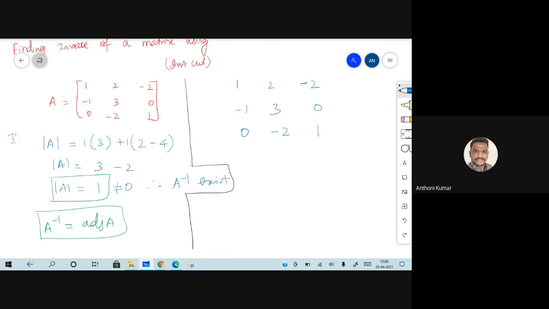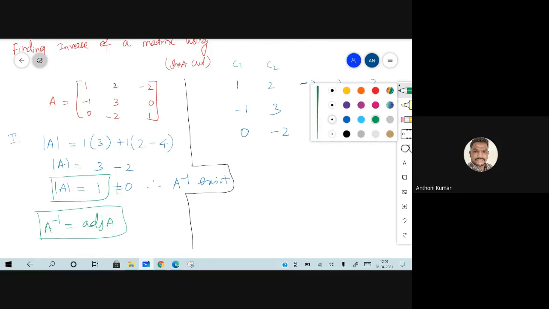After this, what is C1 here? This is your C1 and this is your C2. Repeat them. So write C1 here, that is 1, minus 1, 0. And write C2, that is 2, 3, and minus 2.